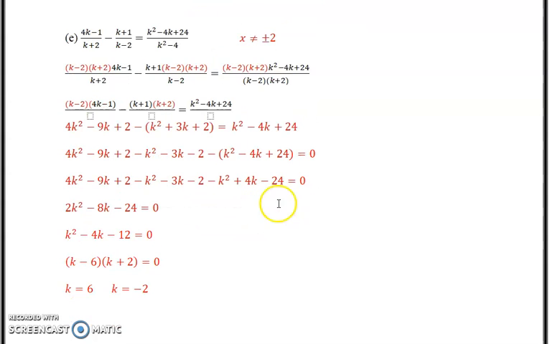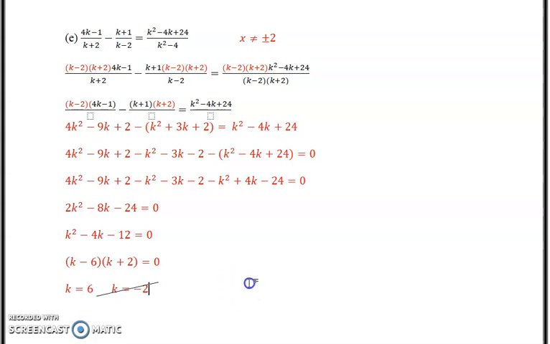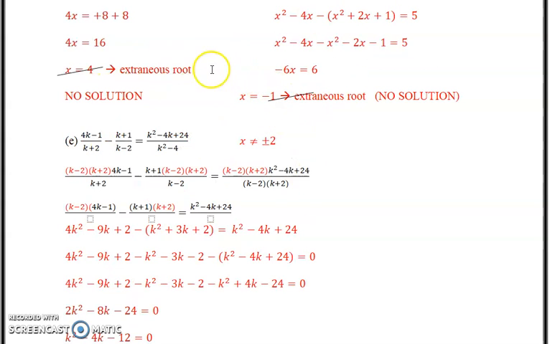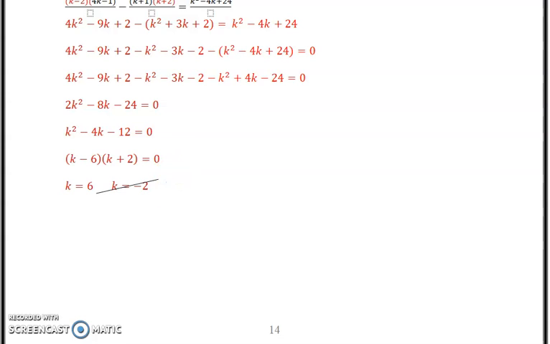Alright, so let's go up. Remember, your non-permissible values are k equal to plus or minus 2. So in this case, there's actually going to be a non-permissible value. That value is out of the question, so it's an extraneous solution, an extraneous root. But the answer is k equal to 6.